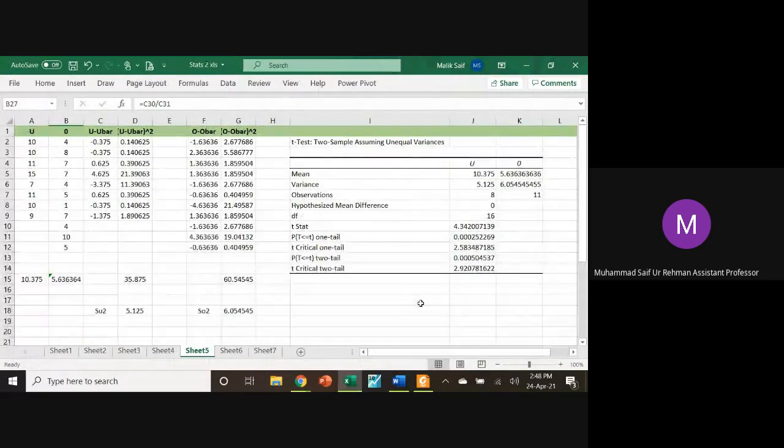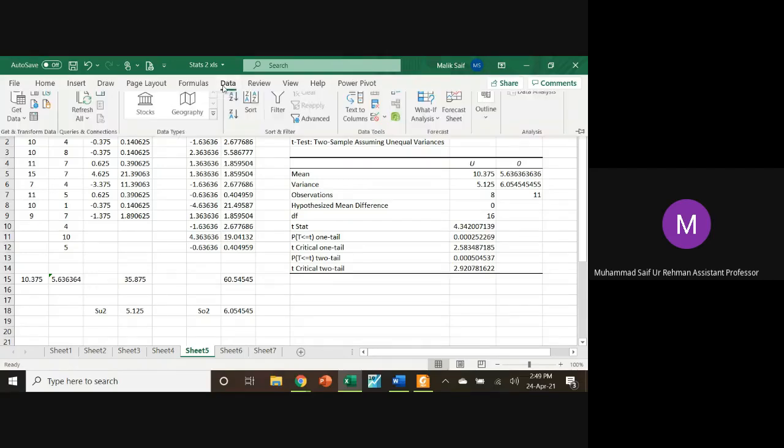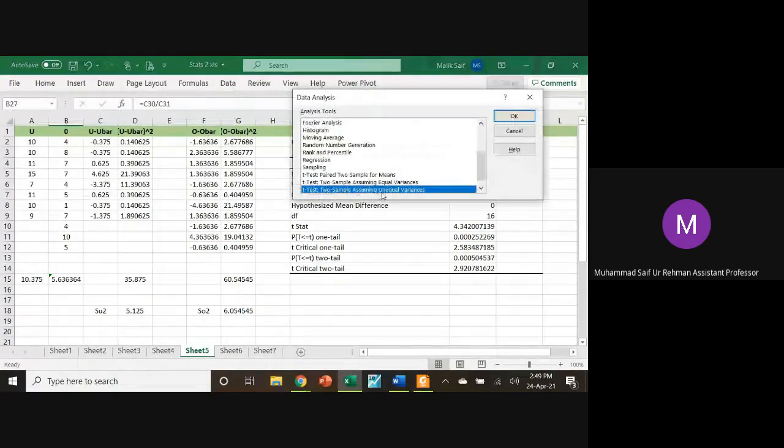So let us solve the same question, if we assume that the unknown population standard deviations are equal. In one scenario the unknown population standard deviations were unequal. So let's say they are equal. Then manually you will have to find out Sp square. And if you want to take help of Excel, go to Data Analysis, and instead of clicking this, click t-test two-sample assuming equal variances.